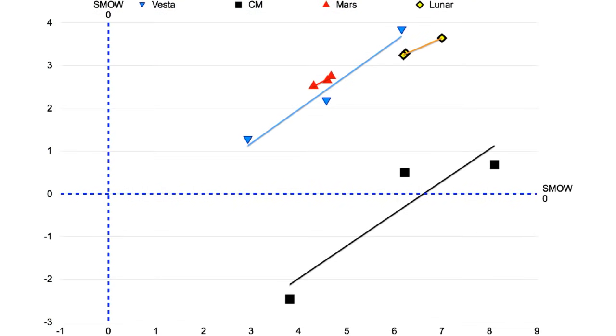So now here's the meteorites and stuff. The CM meteorites are the black squares. The chunks of Vesta are the blue triangles. For SMOW, I've got my two blue dashed lines over to the left and middle. So delta 18 oxygen horizontally, delta 17 oxygen vertically, and 0, 0. So right down here is SMOW.